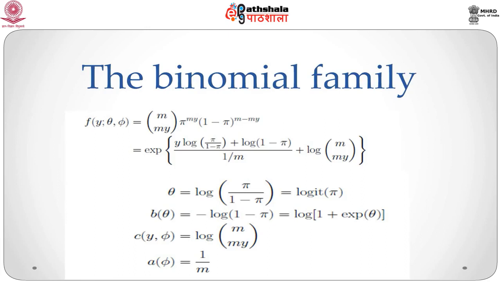The function b of theta, which is equal to minus log 1 minus pi, or in terms of theta, is log of 1 plus e to the power theta. The function c of y, phi is log of m choose my. Note that the distribution is indexed by a single parameter only, which means that there is no additional scale parameter, and a of phi is a constant 1 over m. This means that for the binomial family, the scale parameter phi can be taken as identically equal to 1.